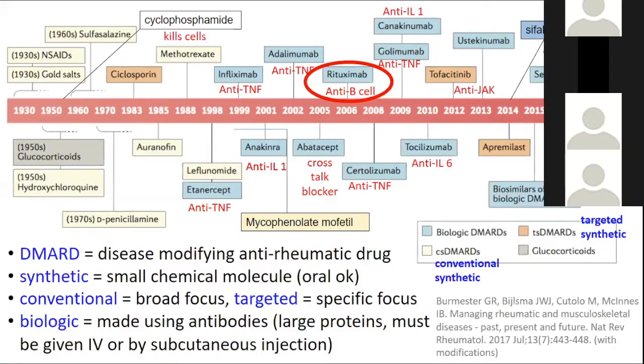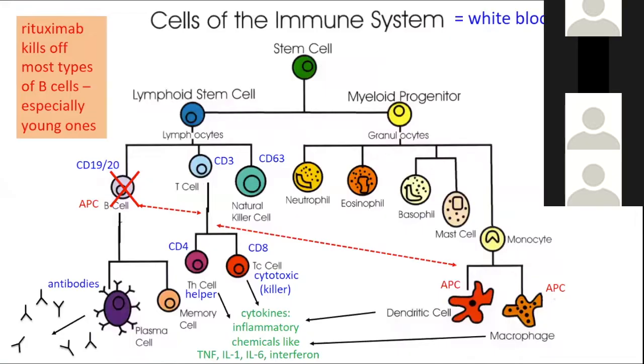The next medication we'll talk about is Rituximab, which was developed in the early 2000s. So Rituximab is a medication that targets B cells. So those are over here on this side. B cells are a type of lymphocyte, and B cells can differentiate or grow into 2 types of cells, one called a plasma cell that makes antibodies, and another called a memory cell. And B cells work with T cells to help our immune system fight against infections.